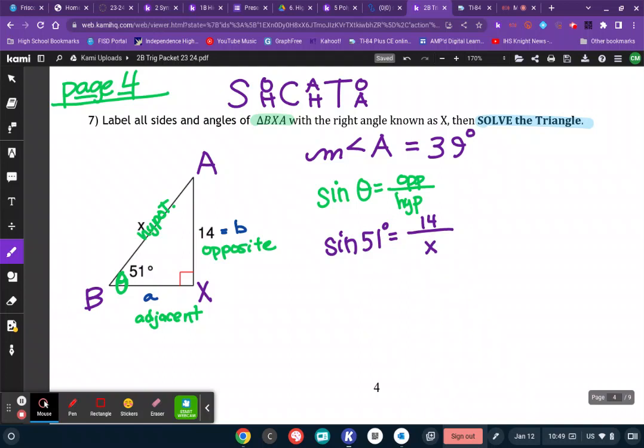How do I solve an equation like this with the unknown in the denominator? We multiply both sides by the denominator. That's how you'll always get rid of a fraction, is to multiply both sides by your denominator. So now I'm going to have to divide by sine of 51 degrees in order to get x by itself.